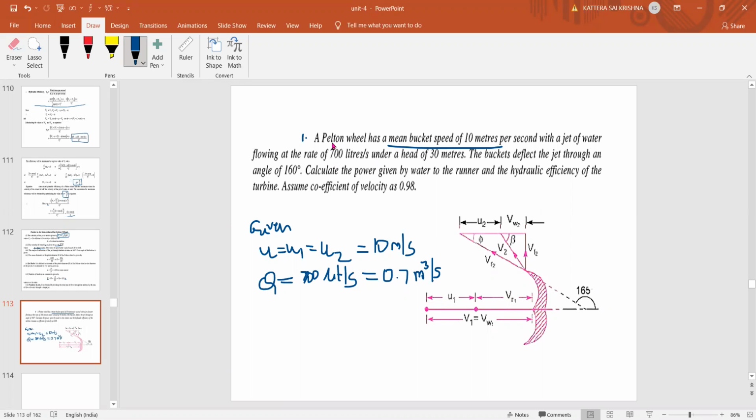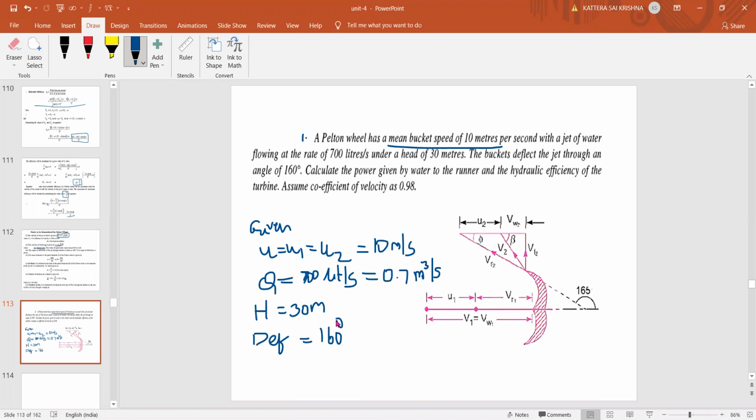Next, the discharge is 700 liters per second under a head of 30 meters. So H is given to us as 30 meters. Next, the bucket deflects the jet through an angle of 160 degrees. So the deflection angle is given. Please write down here: deflection angle is equal to 160 degrees.